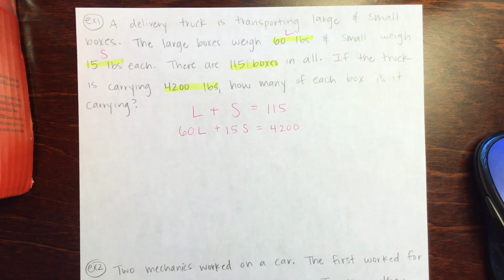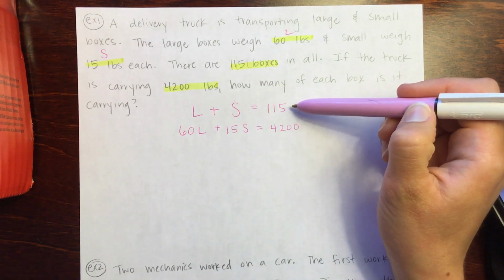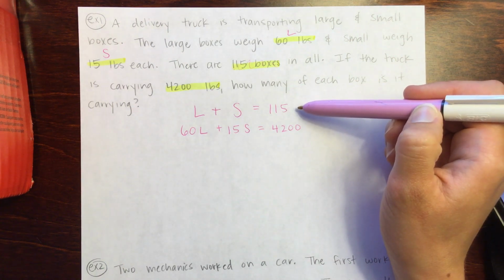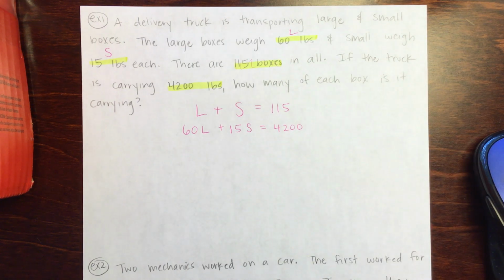All right, to solve a system of equations, I like to solve by substitution, but you could also solve this by elimination with addition. You could multiply this top equation by negative 60 and add the two together. You could multiply the top equation by negative 15 and add the two together. Either way, you'd end up solving for one variable and then you'd have to solve for the other. You may need to watch the video linked here to remind you how to solve a system of equations.